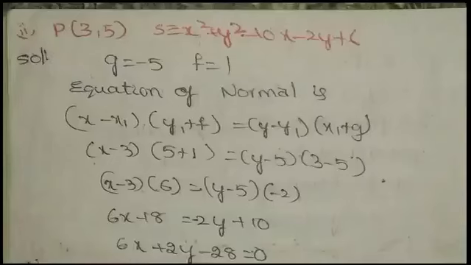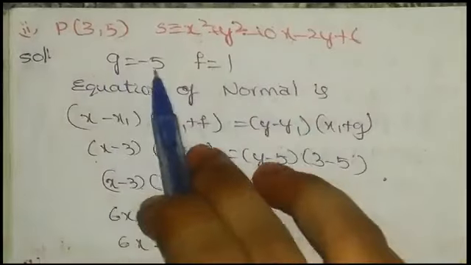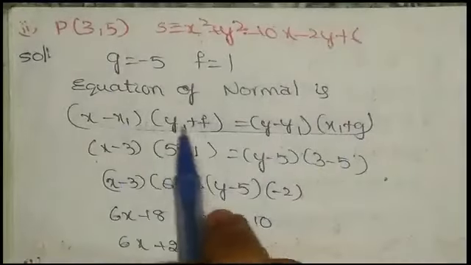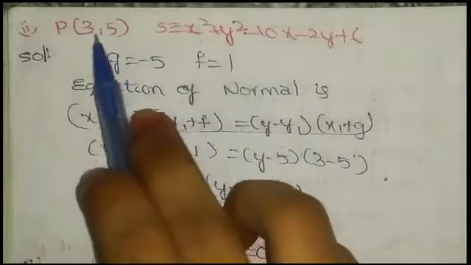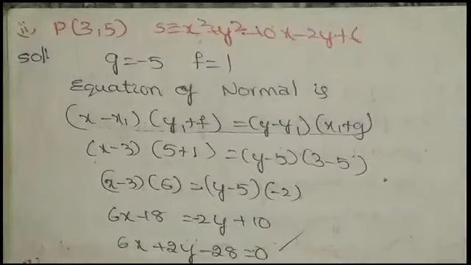Do the remaining problems also. So this is the second one. g equal to minus 5, f equal to 1. The normal equation formula is this. In place of x1 and y1, we have to substitute the given point 3 comma 5. And then we get this equation.